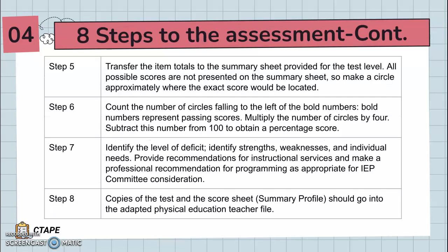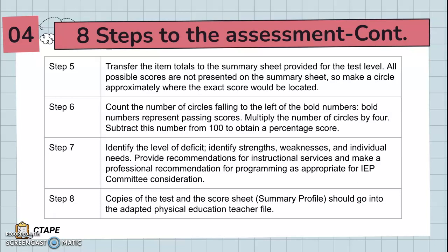Step 5 is to transfer the total item totals to the summary sheet provided for the test level. All possible scores are not presented in the summary sheet, so make a circle approximately where the exact score will be located. Step 6, count the number of circles falling to the left of the bold numbers. Bold numbers represent passing scores. Multiply the number by 4, subtract this number from 100 to obtain a percentage score.